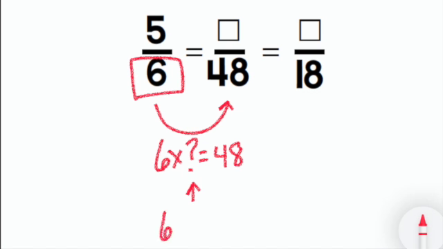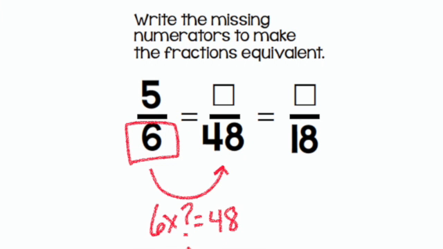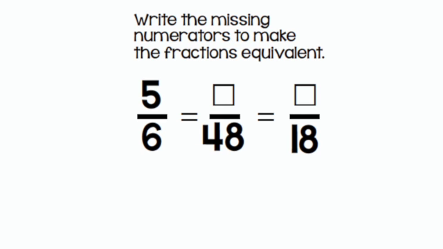So I know that 6 times 8 equals 48. Therefore, I'm going to multiply 5 times 8 to get my missing numerator. Now that that one is done, I can look at the fraction all the way on the right. So I'm going to ignore that one now.